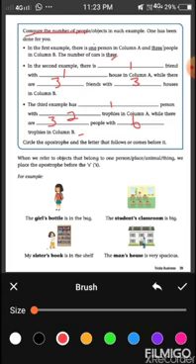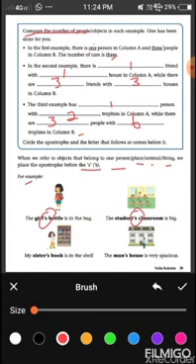When we refer to objects that belong to one person, place, animal or thing, we place the apostrophe before the S. For example, the girl's bottle is in the bag. Here you have to circle the apostrophe. So we are placing the apostrophe before the S. The student's classroom is big. So we are adding the apostrophe before the S.